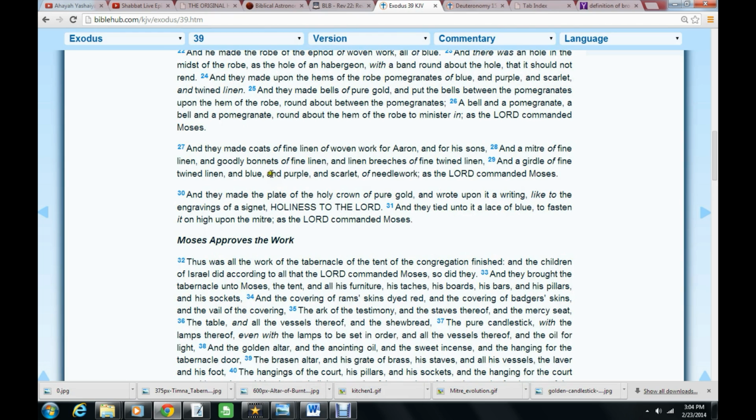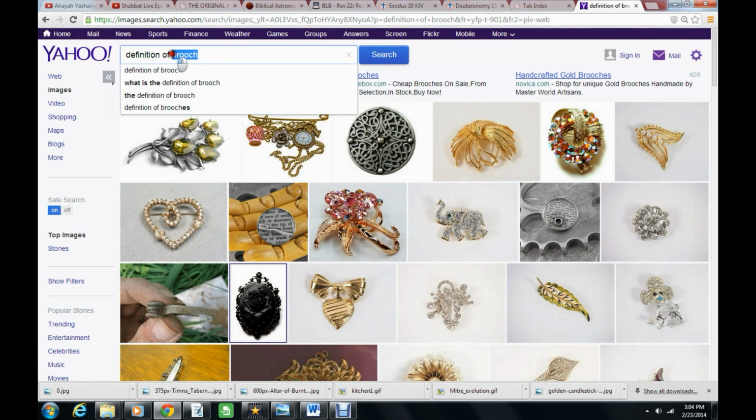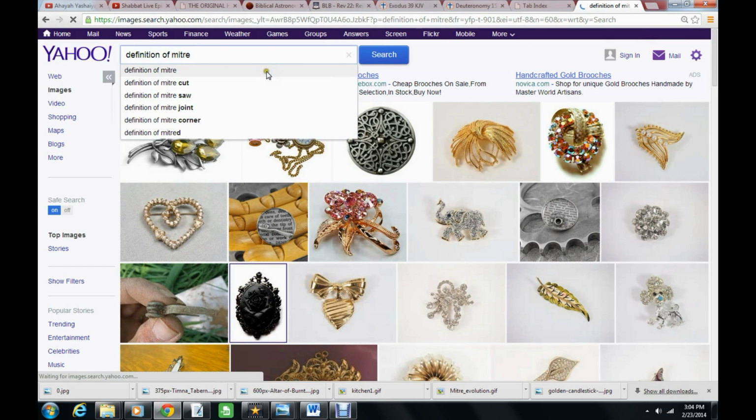And they made coats of fine linen, of woven work for Aaron and for his sons, a mitre of fine linen, and goodly bonnets of fine linen, and linen breeches of fine twined linen, and a girdle of fine twined linen, and blue and purple and scarlet of needlework, as the Most High Ahiah commanded Moses. So this is everything he was being told for 40 days and 40 nights at Mount Sinai.